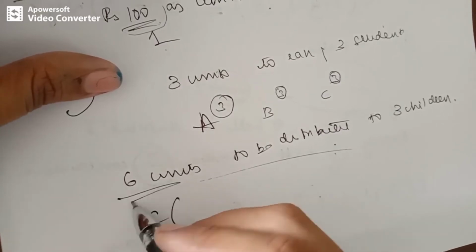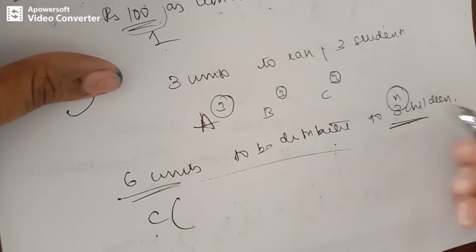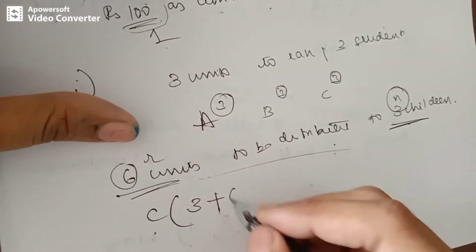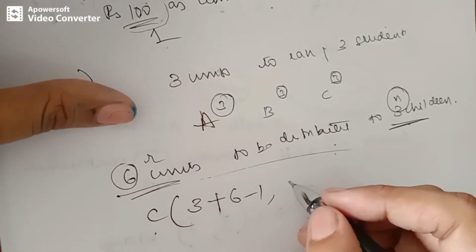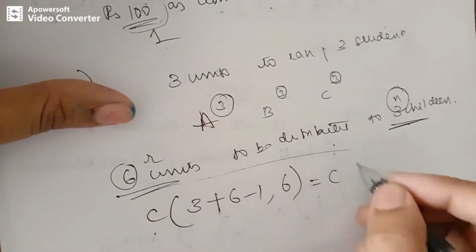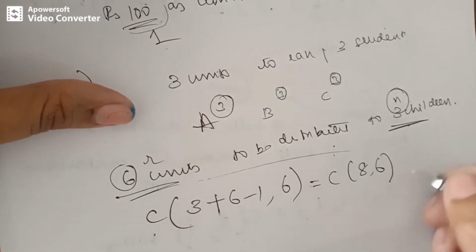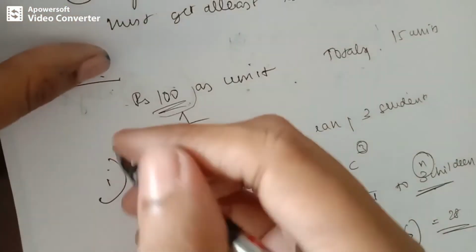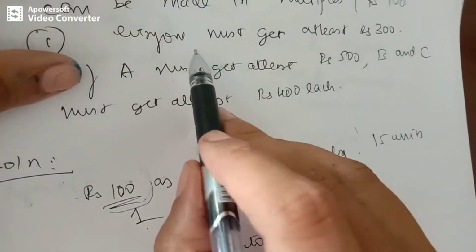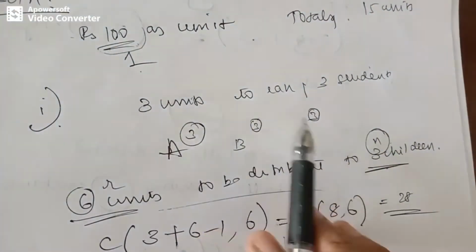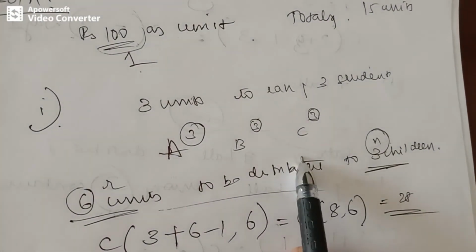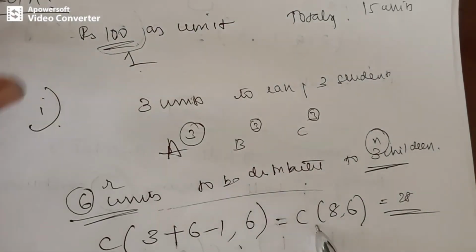So what is the value of n? The n value is 3, r is 6, and the formula is C of n plus r minus 1 comma r. So it will be C of 8, 6. Find out the value and justify the answer. So this is the answer to the first sub question. We are distributing at least 3 units to each one of them, and then finding out how many remaining units are to be distributed among the children and finding out the combination.